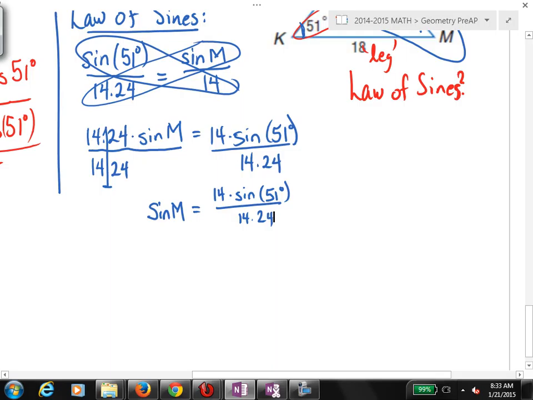Once again, since I had mentioned that you're looking for an angle, I know I need to use inverse trig, and in fact, I need to use inverse trig to undo or get rid of this sine. So I'm going to say sine inverse of both sides.